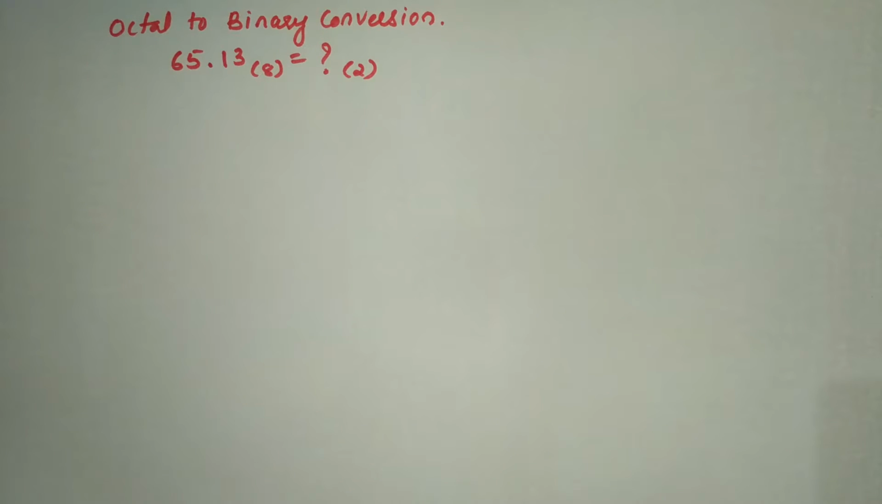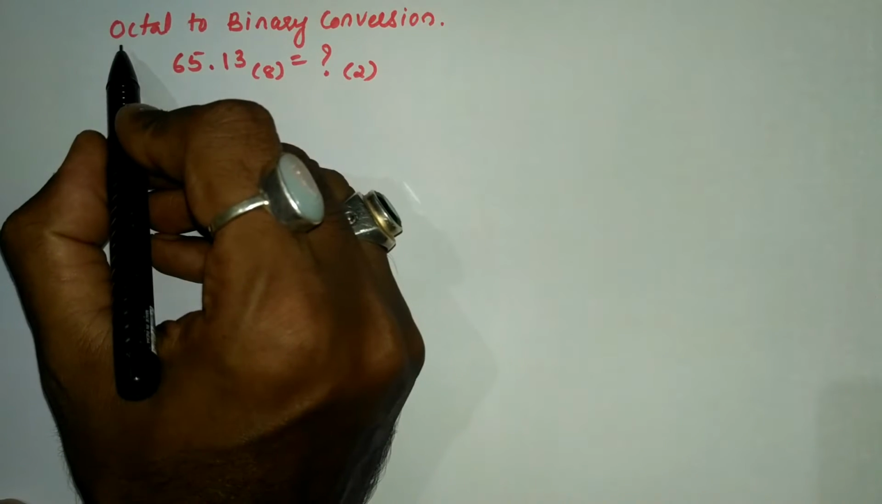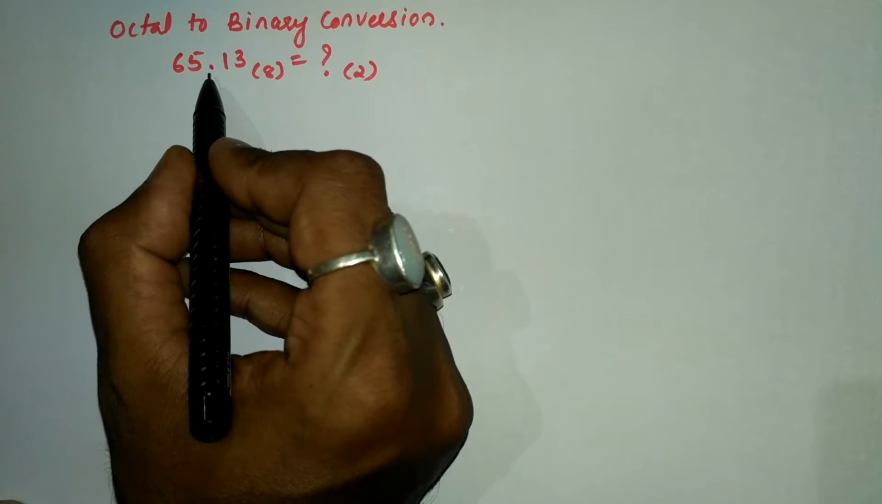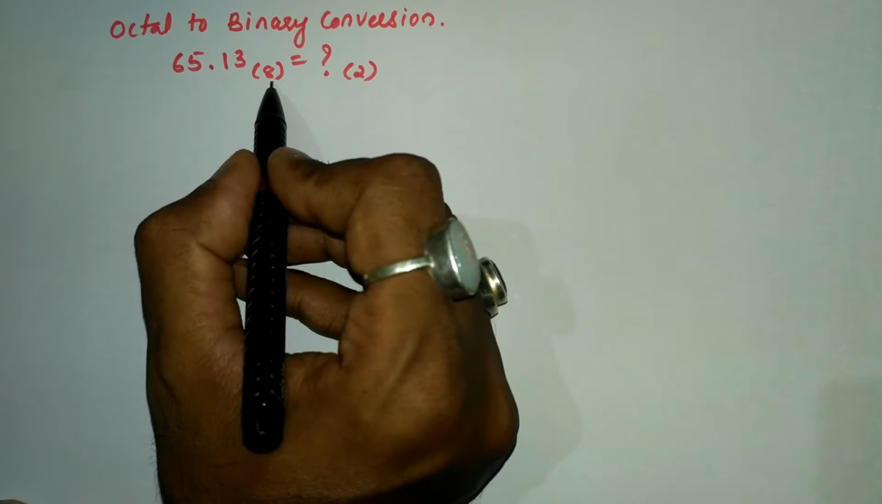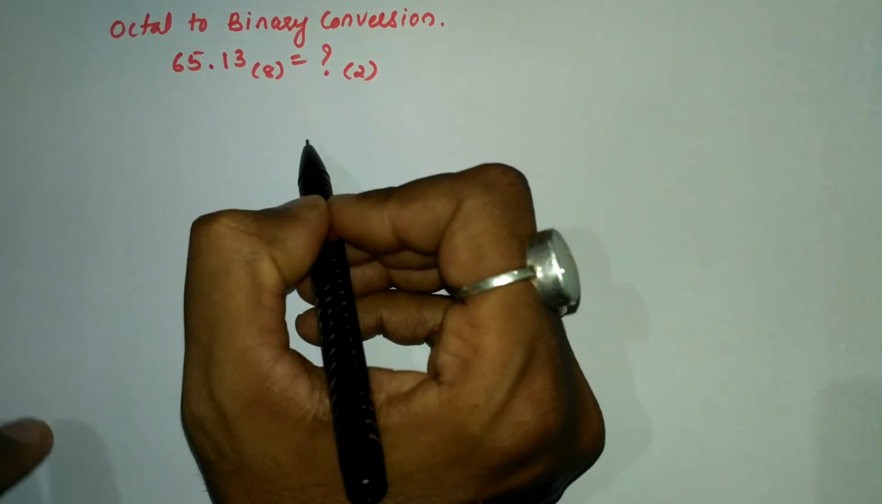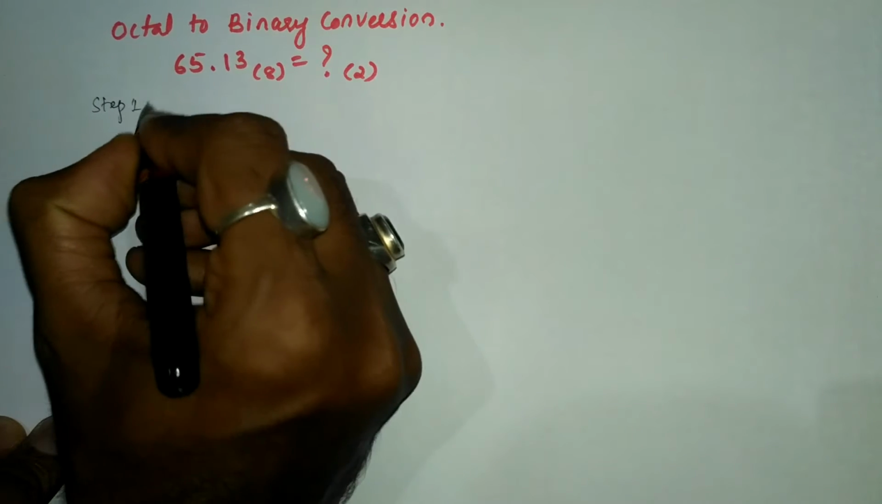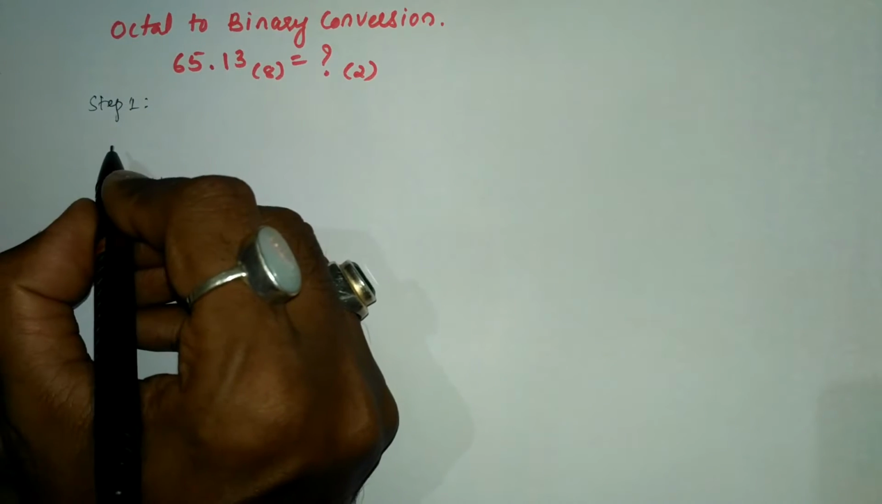Hello viewers, in this video we are going to study octal to binary conversion. So we have been given the number 65.13 to the base 8 is equal to what to the base 2. So let us study the procedure that we need to follow in the form of steps.